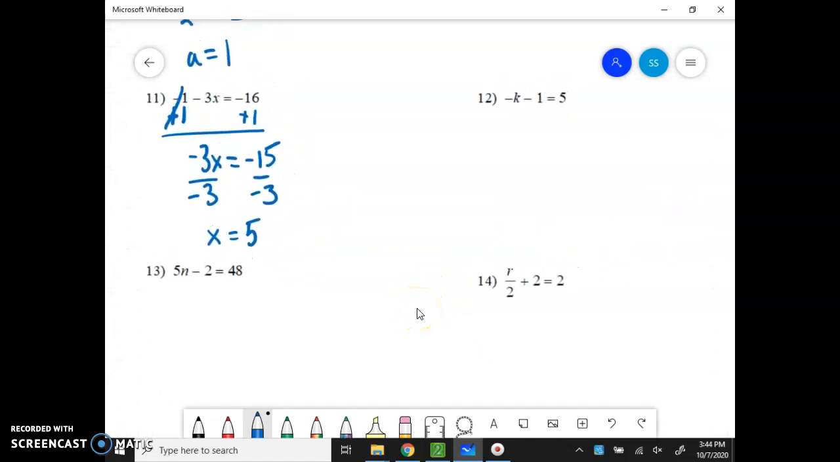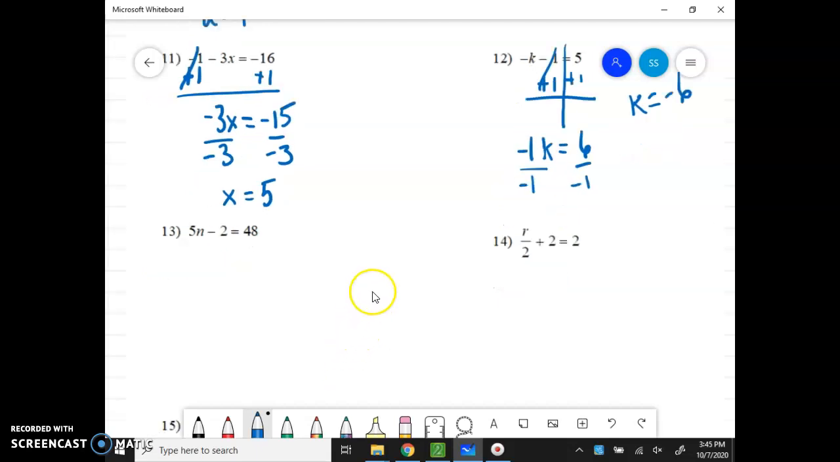I think I want to show you guys 12. This is really a negative 1k. All right, so I'm going to first get rid of this negative 1. So I'm going to add 1 on both sides. And I'm left with negative k is equal to 5 plus 1 is 6. So this is negative k is really like negative 1k. Okay, so if I want to get this to a positive k, I want to divide by negative 1. If I do it to one side, I got to do it to the other. So I'm going to be left with k is equal to negative 6.